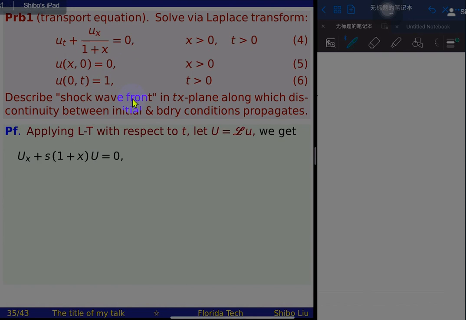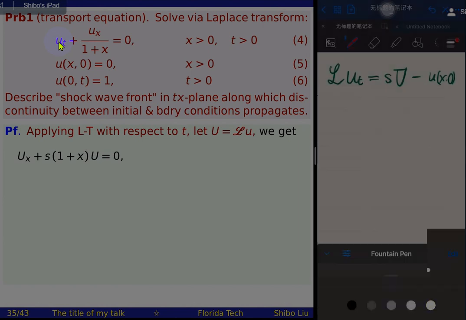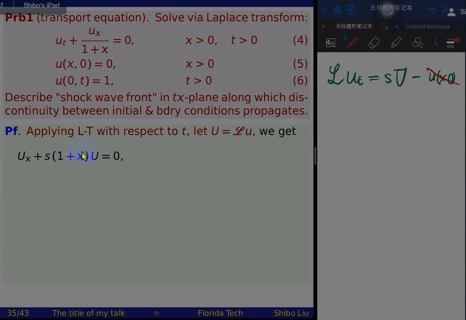Then our PDE becomes this ODE. The Laplace transform applied to u_t equals sU minus u(x,0), but u(x,0) is 0, therefore we do not have that term, simply sU. So the equation after applying the Laplace transform becomes sU plus U_x divided by 1 plus x equals 0. Simplifying this equation, we get our equation here.